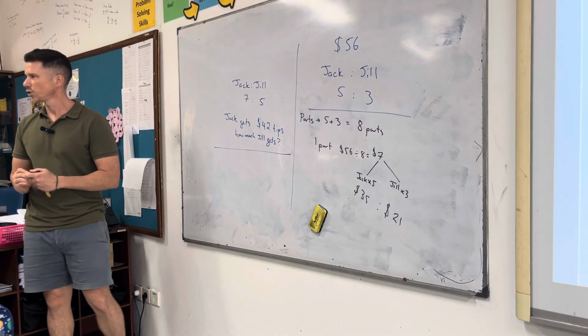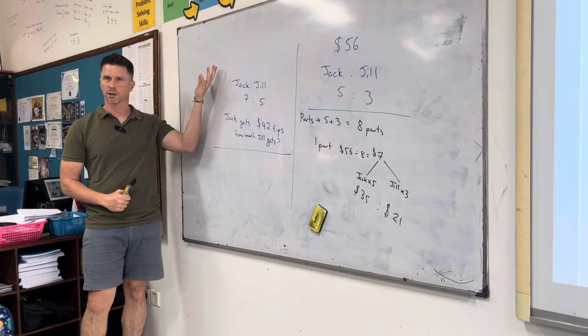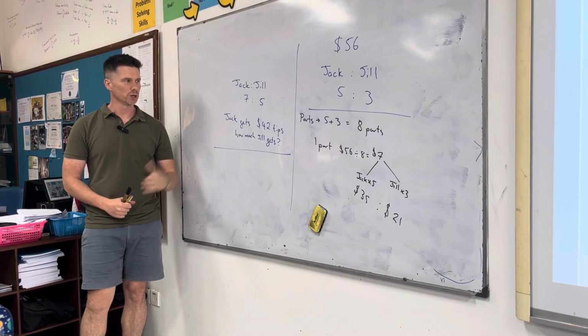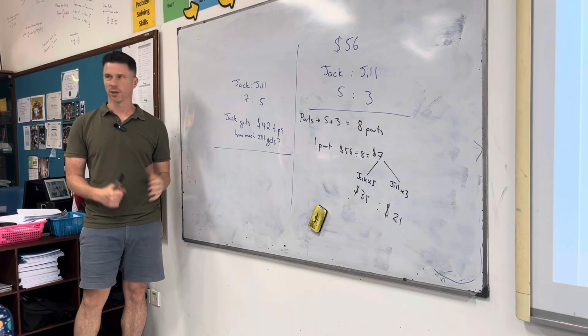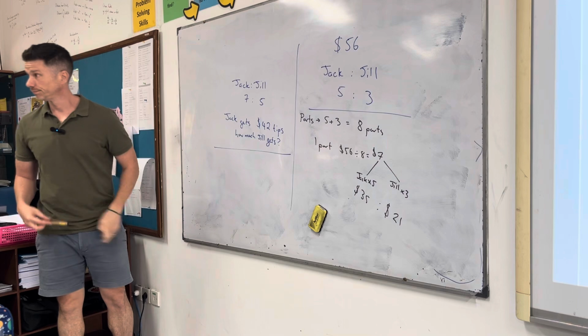So now we have the ratio, but we don't know how much the total was this time. So we know how much Jack gets. I know he gets more than Jill, but I don't know how much. Yes, Stefanos.